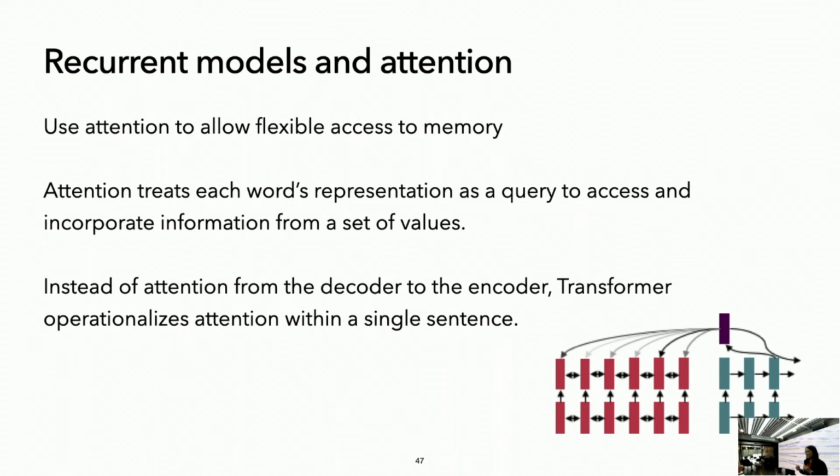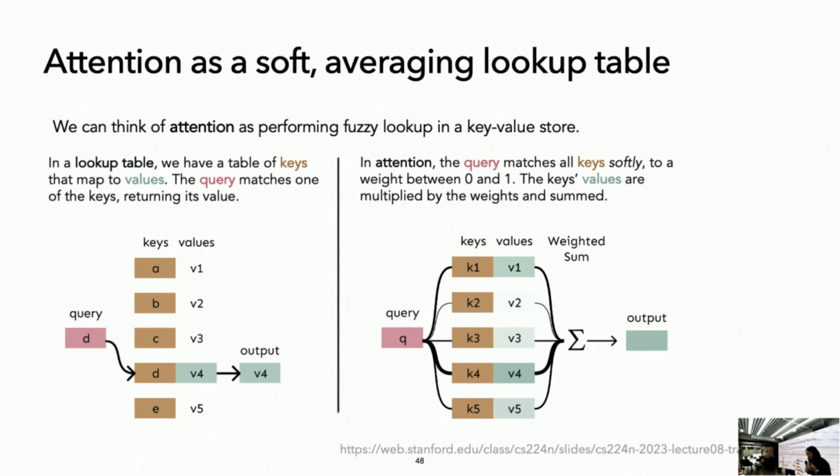Instead of attention from the decoder to the encoder in machine translation or a lot of other setups, the transformer block we are going to talk about actually operates attention within a single sentence. So what does that mean? You can think about attention as a soft averaging lookup table. On the left, if we think about a lookup table, we have a table of keys that map to values, and then we have a query. That's something we are curious about. We are going to use the query to match one of those keys, and then we are going to get the value, right? So this is the process if you just think about a standard lookup table.